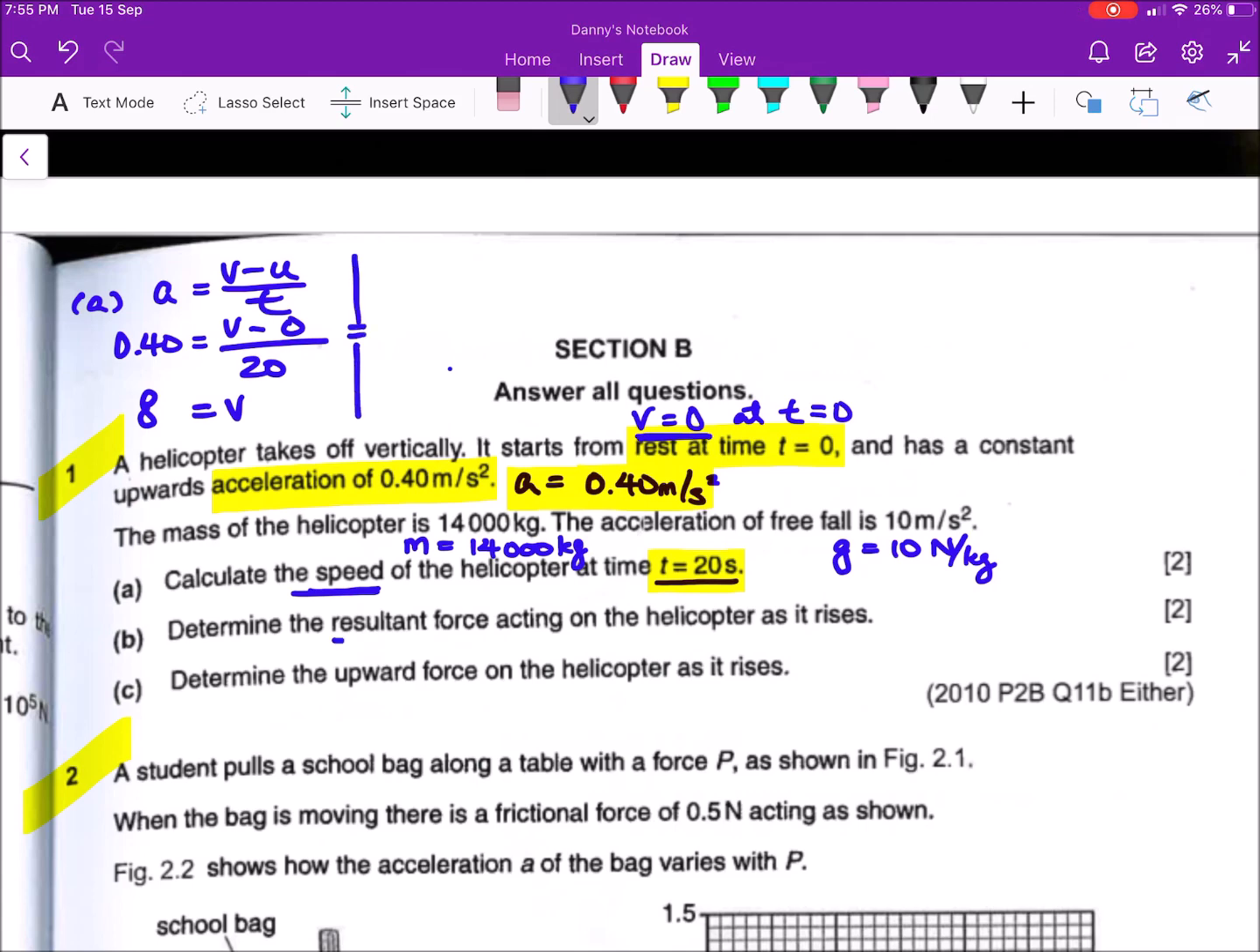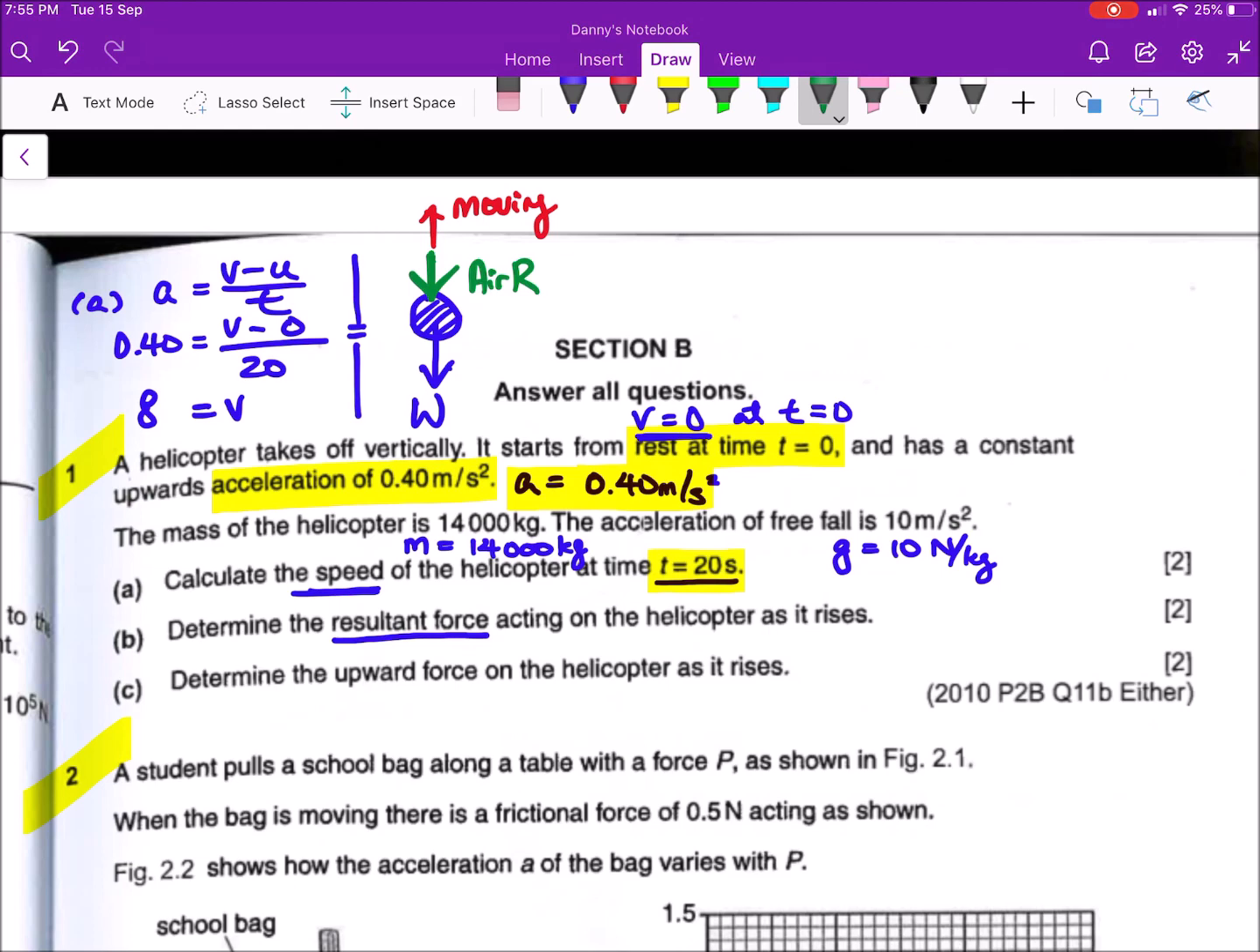After that, you are supposed to find the resultant force as it rises. So down here, this is the helicopter. I will draw a free body diagram. Since it is on Earth, definitely there will be the weight. It is rising, so it could be having some drag force. It is moving up, so your drag force or your air resistance will oppose its movement. So actually your air resistance and the weight will be in the same direction.